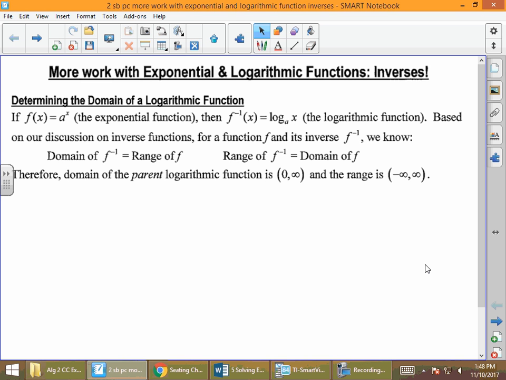Today we're going to look more at exponential and logarithmic functions, and specifically we're going to talk about inverses. And before we get to inverses, we need to talk about the domain of a logarithmic function, because unless you're coming from college algebra, you have not really explored the domain of a logarithmic function, at least enough to master that concept from Algebra 2.